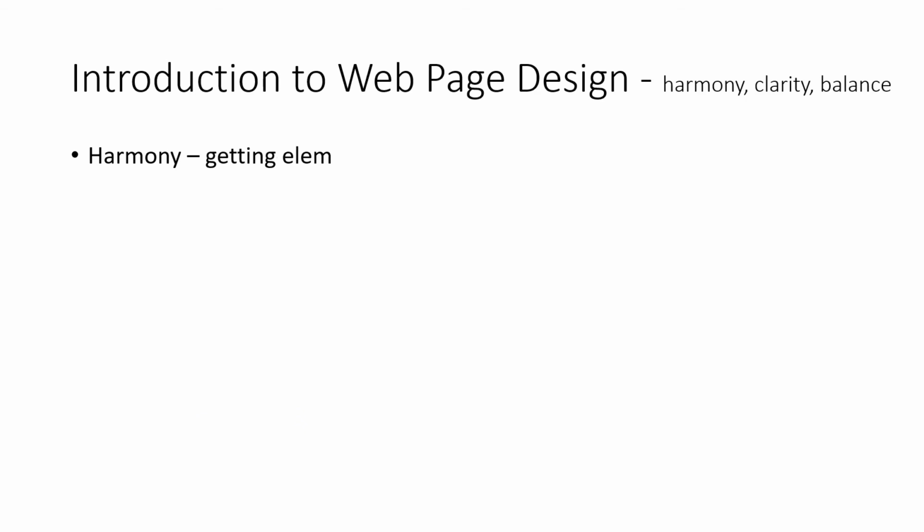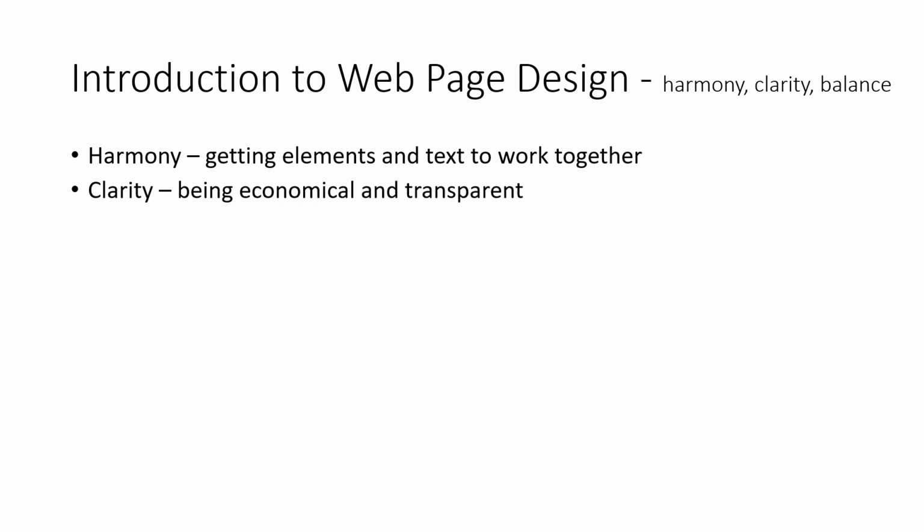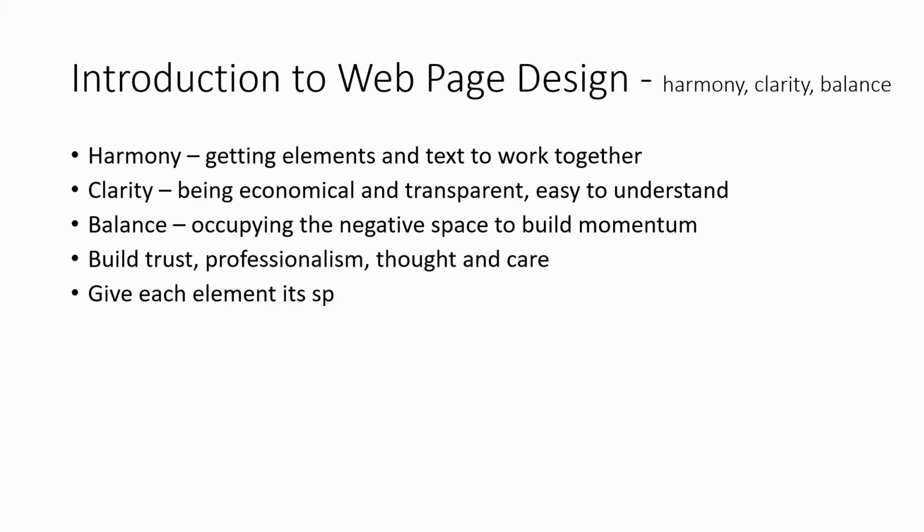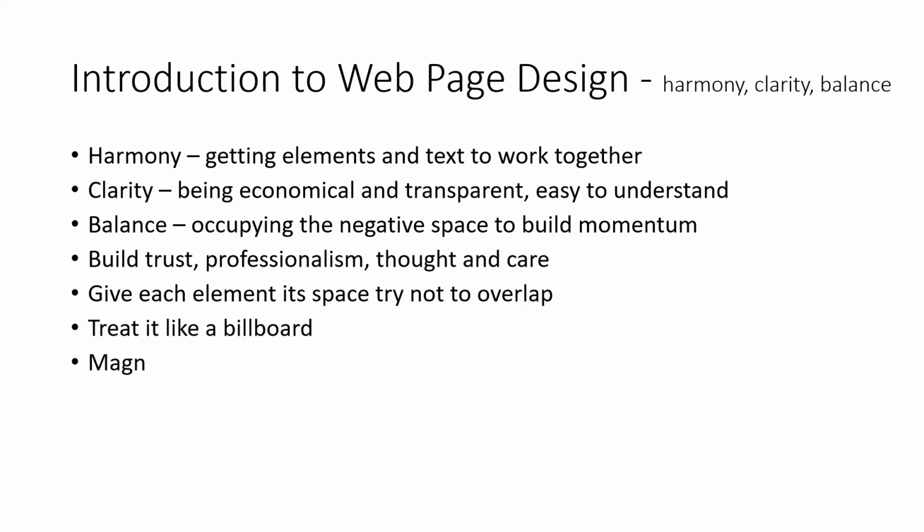So this has been Introduction to Web Page Design. We talked about harmony, clarity, and balance. Harmony, getting your elements and text to work together. Clarity, being economical and transparent, easy to understand. And balance, occupying the negative space to build momentum. These things will build trust, professionalism, thought, and care. And you give each element its space and try not to overlap things when you're creating web pages.